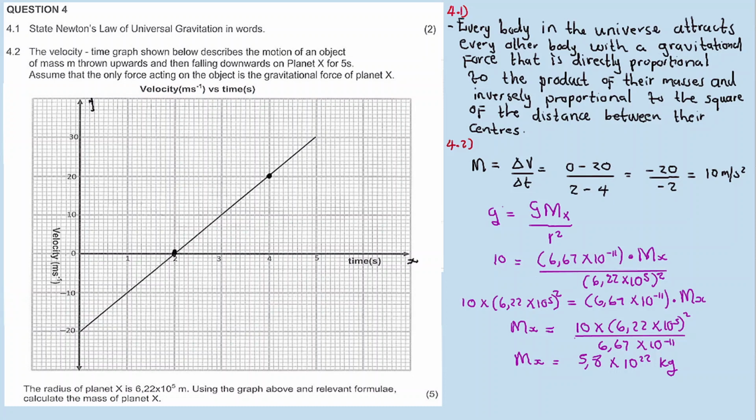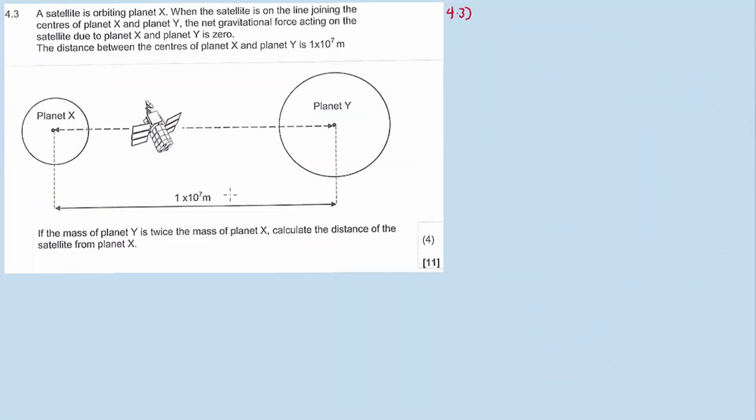But our question 4, there's a last question, 4.3. I think I'll erase so that we do the last one. Alright, now 4.3. A satellite is orbiting planet X. When the satellite is on the line joining the centers of planet X and planet Y, the net gravitational force acting on the satellite due to planet X and planet Y is 0.